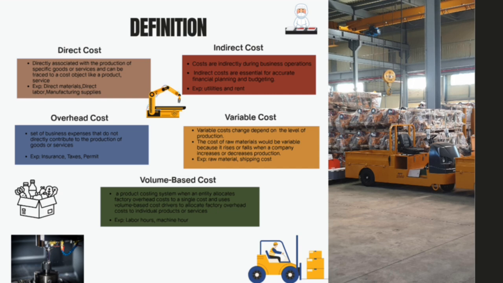Variable cost. Variable costs change depending on the level of production. The cost of raw materials would be variable because it rises or falls when a company increases or decreases production. Examples: raw material, shipping cost.